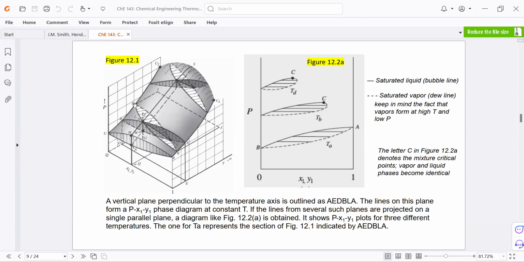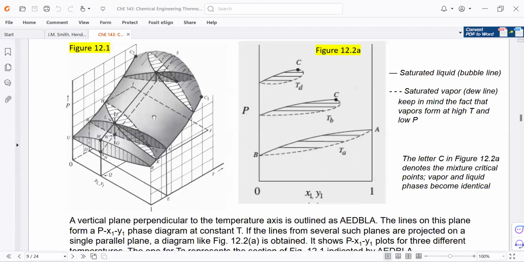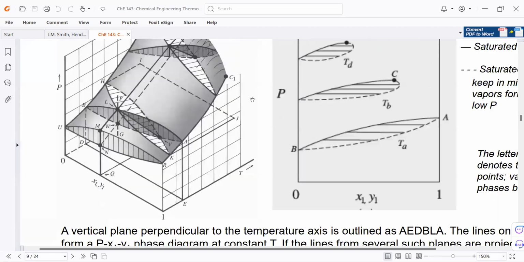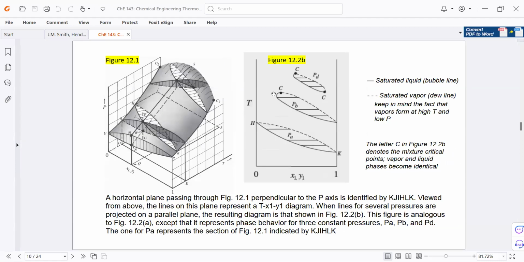Okay, so as I have mentioned, this is determined by cutting a plane vertically, indicated by AEDBLA. So let's zoom in. A, E, D, B, L, A. Okay, so that's the vertical plane that cuts across. And then for TXY, the saturated liquid or the bubble line appears at the bottom while the saturated vapor appears on top. And there's a C, the critical point of the mixture.